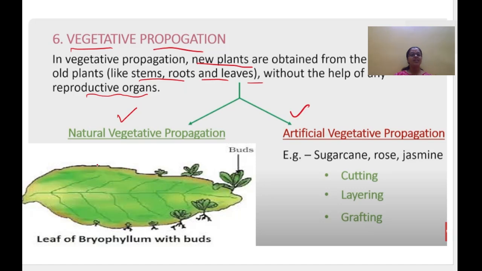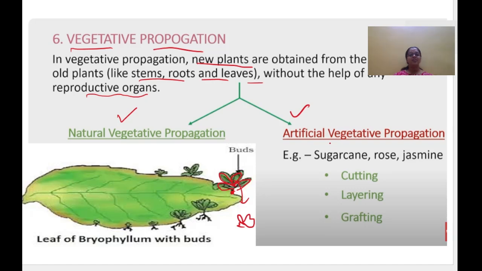In the natural method, as seen in the case of bryophyllum, at the notches of the leaf margins, you can find that small buds are developed. Okay, so when the small buds get detached, they will fall down and grow into an individual, a new plant. So this is a kind of natural vegetative propagation.